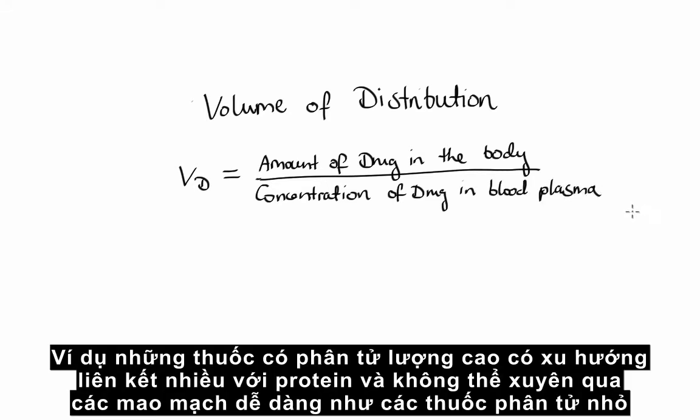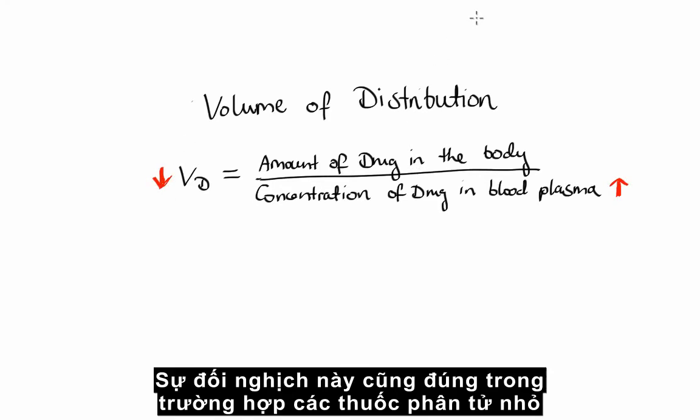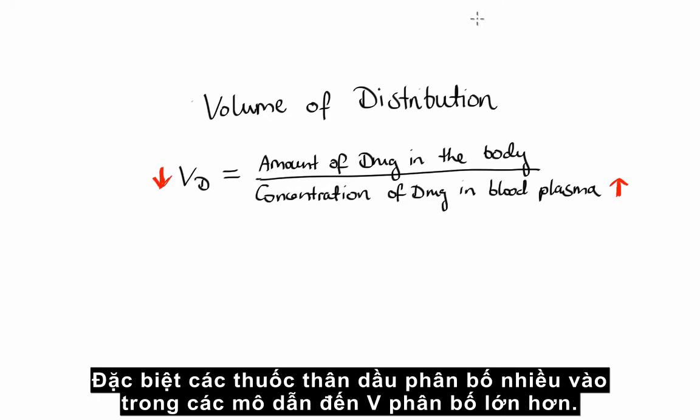So for example, high molecular weight drugs tend to be extensively protein bound and don't pass through the capillaries as easily as smaller molecules, thus they have higher concentration in blood plasma and lower volume of distribution. Typically, the opposite is true for lower molecular weight drugs, especially the lipophilic ones, which will distribute extensively into tissues and will result in larger volume of distribution.